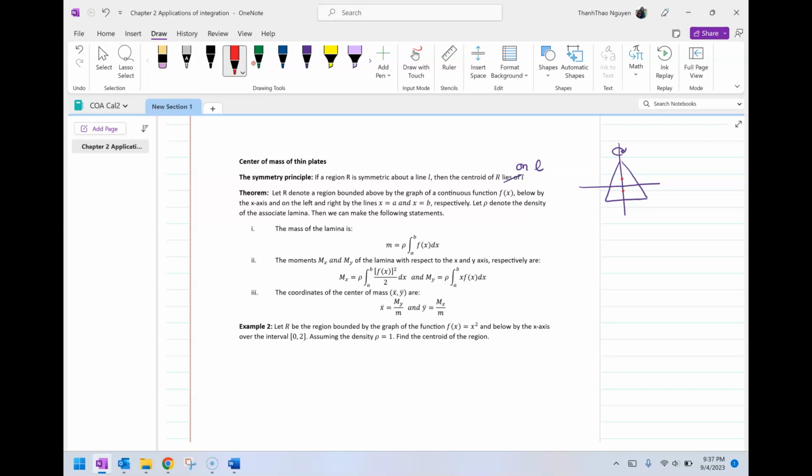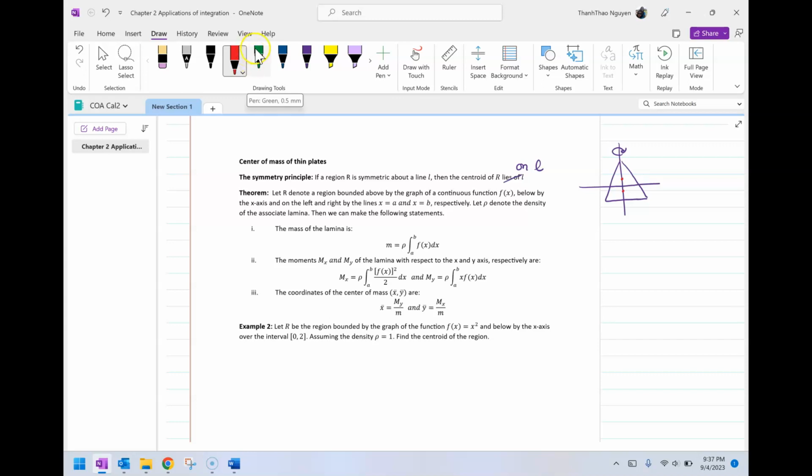Let R denote a region bounded above by the graph of a continuous function f of x, below by the x-axis, and on the left and right by the lines x equal a and x equal b respectively. Let rho denote the density of the associated lamina. Then we can make the following statement.